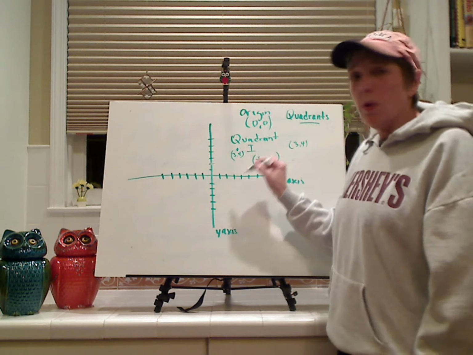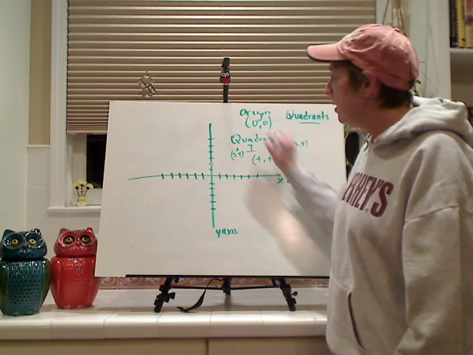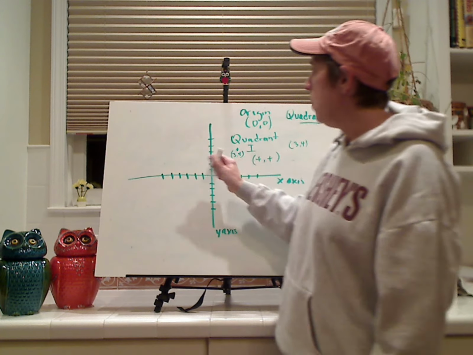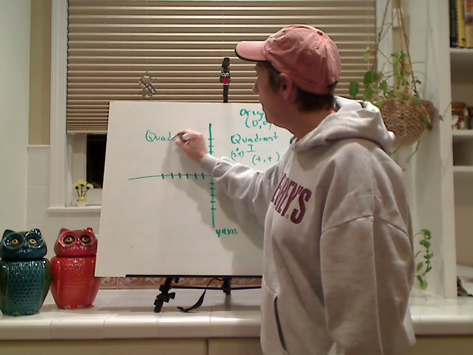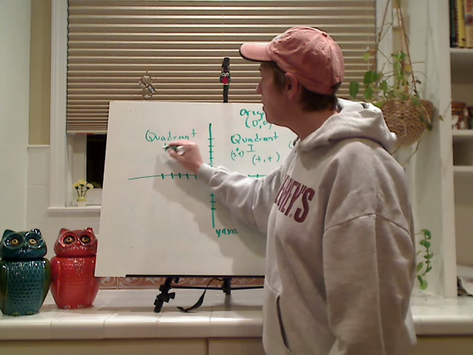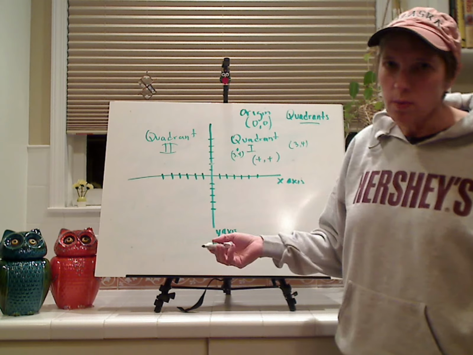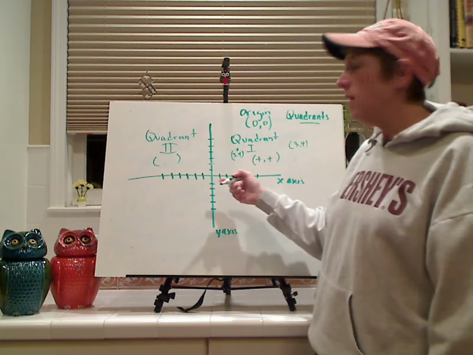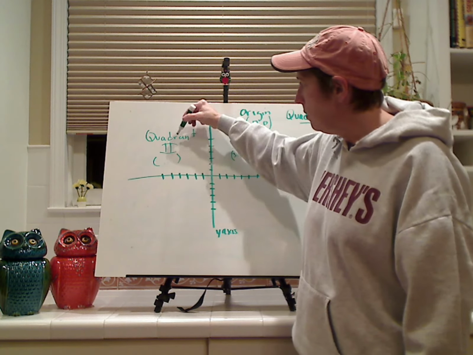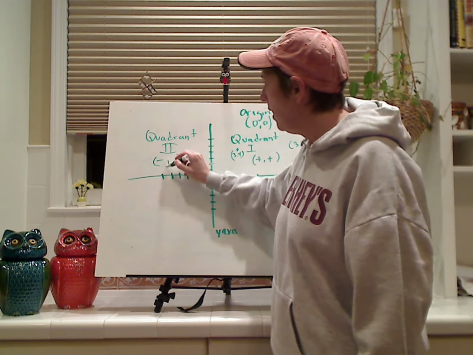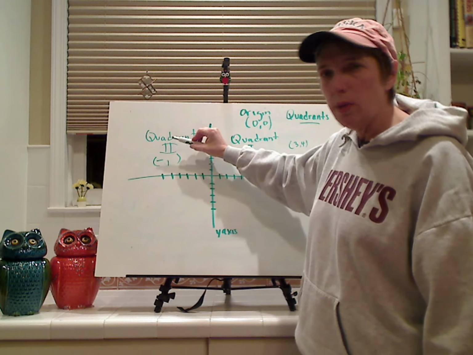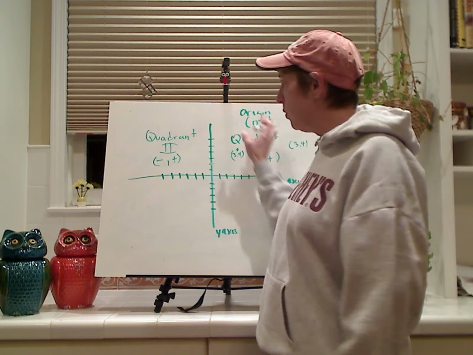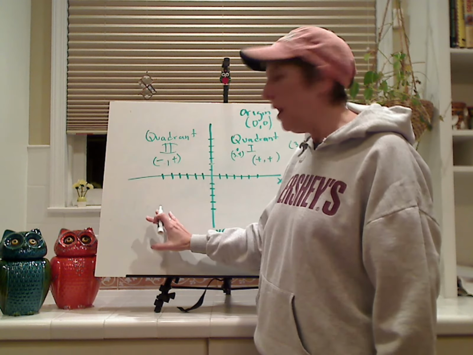Now, when we're naming the quadrants, they go counterclockwise. The next quadrant is to the left of the top of the y-axis, and it's quadrant 2. Again, I use Roman numerals because that's the way I learned, but you can use the number 2 as well. In this quadrant, what's the x coordinate? It's going to be a negative value. And what's the y coordinate going to be in this quadrant? It's going to be positive.